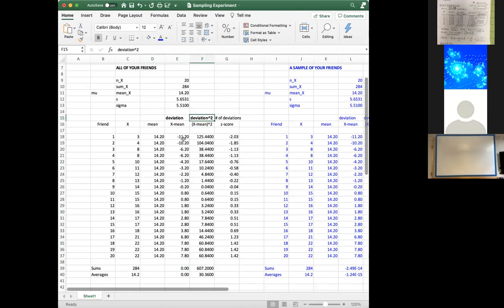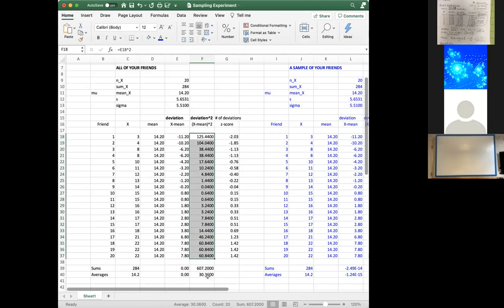What happens when you square 11.2? You get 125.44, probably. Well, you do get 125.44. I didn't do that. I told Excel to square the element in cell E18. And all the way down the line, I told Excel to just square each of the deviations. And then I'll take the average. Now, when I did that, adding all these people up, I got 607.2000.